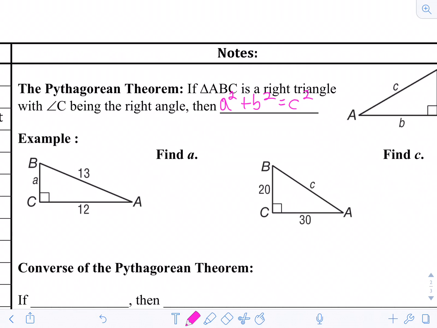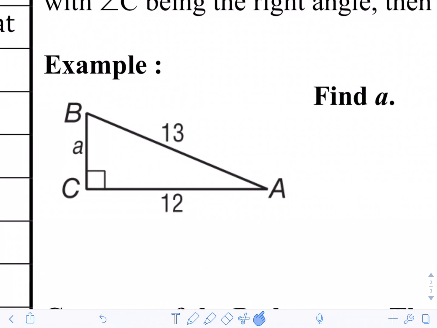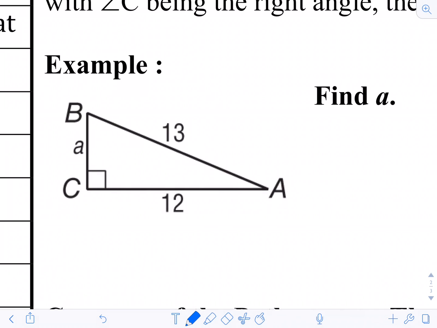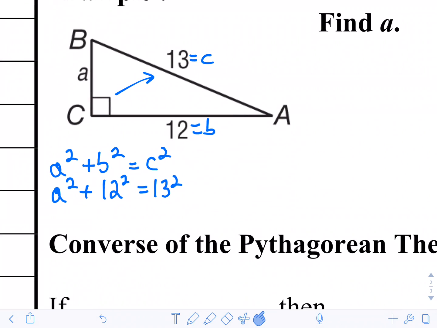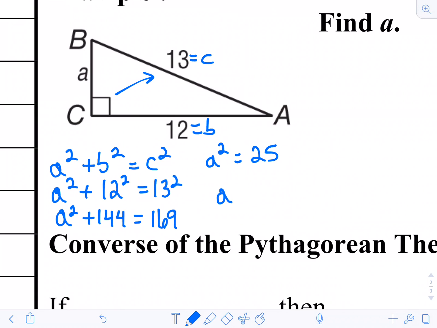Okay, so we're going to go ahead and do a couple examples real quick. We're going to start here with this first one. It says to go ahead and find A. So I'm going to label this one B. And remember, C is always across from your right angle. It's always the hypotenuse. So we have A squared plus B squared equals C squared. So we have A squared plus 12 squared is equal to 13 squared. So we have A squared plus 144 is equal to 169. Subtract 144 from both sides. A squared is equal to 25, so A is equal to 5.